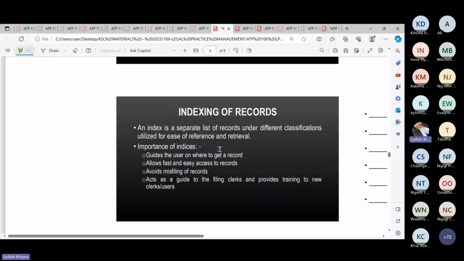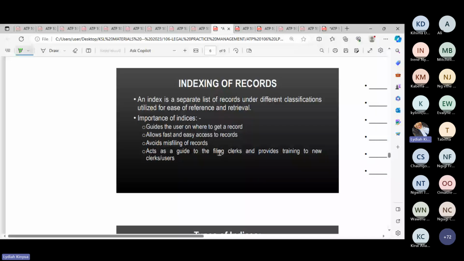An index is a separate list of records. Have you guys been to a physical lab? You'll use an index to know what you're looking for. An index is like, as you could have an index of Laws of England. So an index is a separate list of records under different classifications for ease of retrieval.